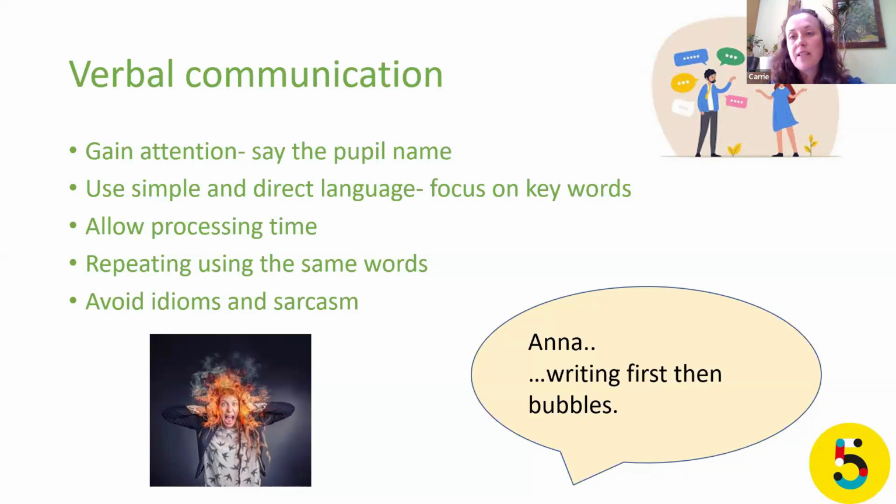A really important thing to do when speaking with an autistic person is to try and avoid using idioms and sarcasm. So I put a picture down the bottom of somebody on fire, and that's come from a classic example I had with a child once in my classroom who was doing an activity and was getting on really well with that activity. So his teaching assistant had said to him, "Oh, you're on fire," at which point that child jumped up screaming and ran around the classroom.